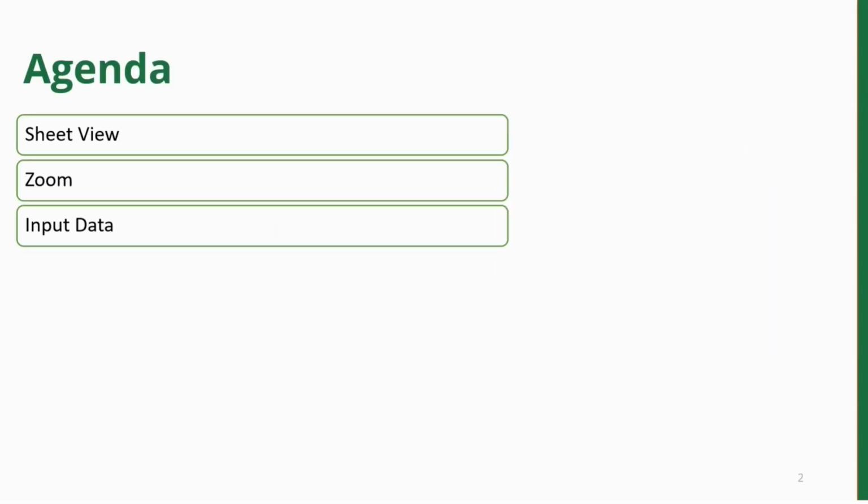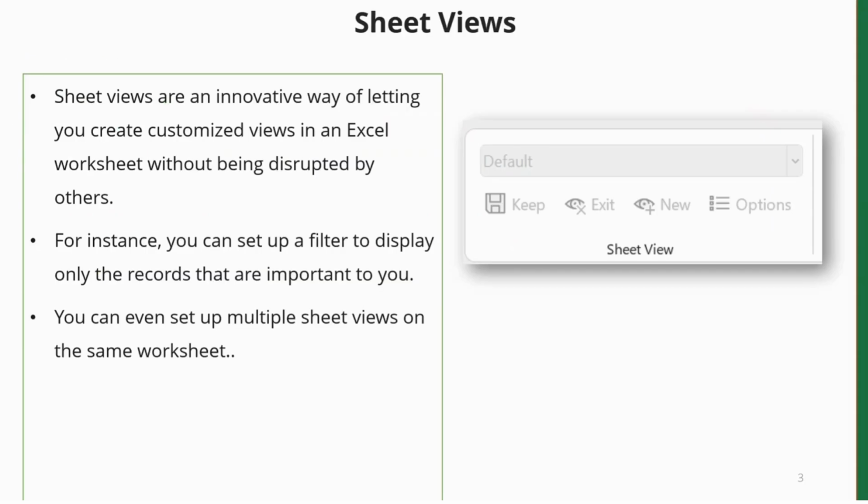So we will start with sheet view, followed by zoom, and then followed by input data. Sheet views are an innovative way of letting you create customized view in an Excel worksheet without being disrupted by others. You can set up a filter to display only the records that are important to you, and also can set up multiple sheet views on the same worksheet.